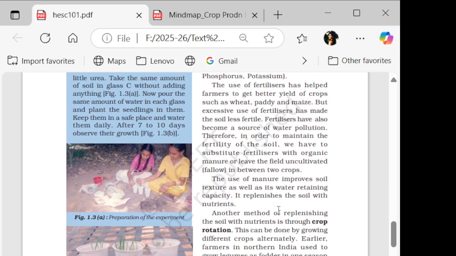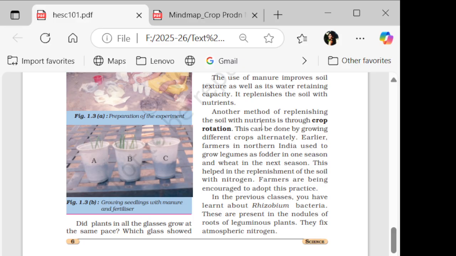And let's talk about crop rotation. What is crop rotation? It is a method of replenishing the soil with nutrients, and this can be done by growing different crops alternately. What does growing different crops alternately mean? It means that for 6 months or 3 months the farmer plants one crop. After the harvesting of that crop, the farmer plants another crop in that soil, which brings back the nutrients that have gone, or which does not require the nutrients required by the first crop. So within a year, the farmer plants 2-3 different kinds of crops in the same field.